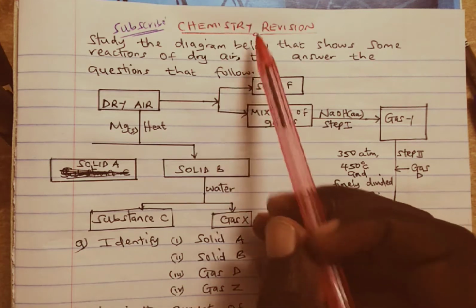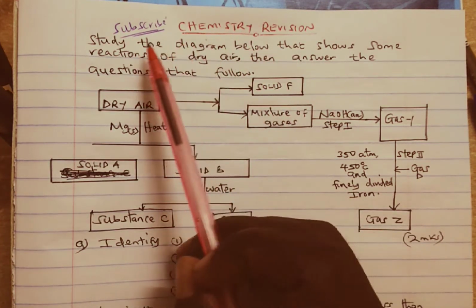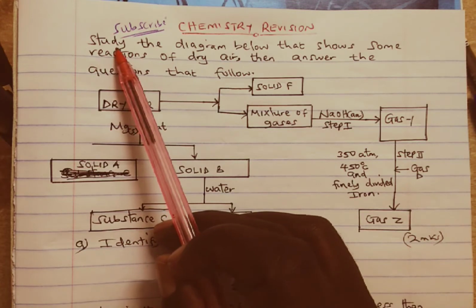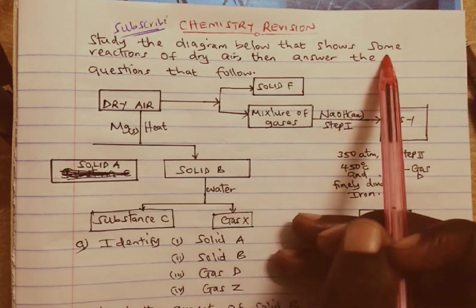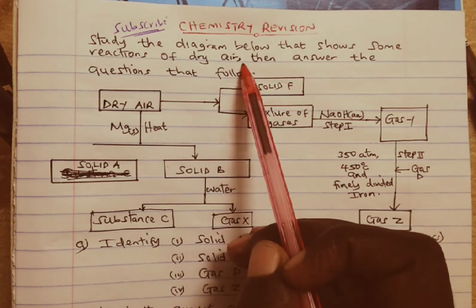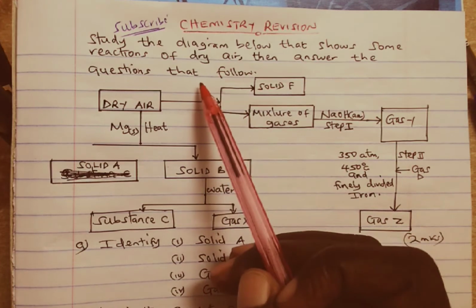Today we are going through chemistry revision, a flowchart, and the question that we have reads, study the diagram below that shows some reactions of dry air, then answer the questions that follow.